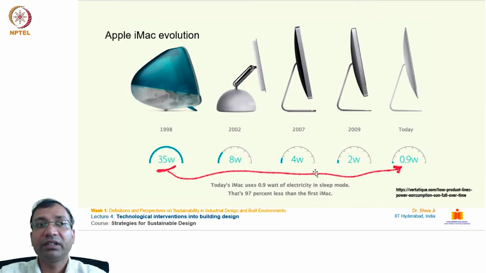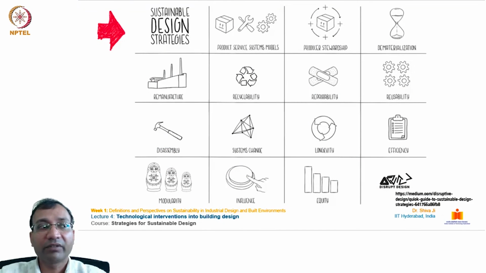Another example here talks about the Apple computers, this iMac, and how they have managed to reduce the power consumption once the computer is in sleep mode. From consuming 35 watts in 1998, in recent years the power consumption while the computer is in sleep mode is reduced to up to 0.9 watt, resulting in power saving at a huge scale.